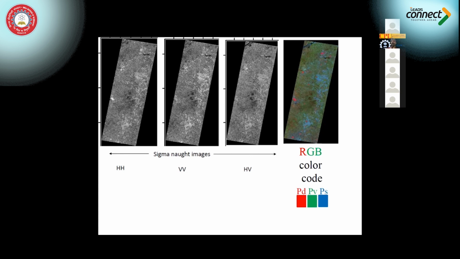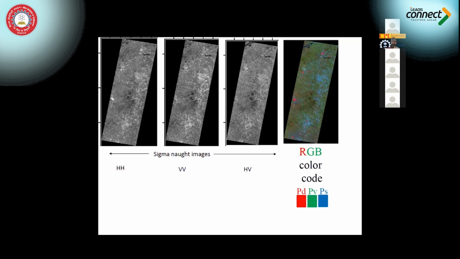For example, surface scattering is represented by the blue color, double bounce by the red color, and volume scattering by the green color. Generally, these are the major representations of the surface features, in terms of vegetation, water body, bare soil, or urban area. If you continuously monitor this, it will also help you understand the changes on the Earth's surface, which can be translated or interpreted in terms of environmental change.